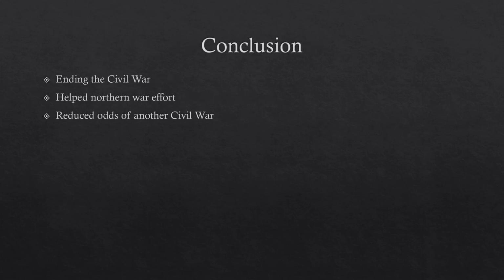In conclusion, the Emancipation Proclamation was as much about ending the war as it was about ending slavery. It did this by hurting the Southern war effort, allowing the North to recruit slaves into the Northern Army, and ensuring Britain and France would not assist the Confederacy. Alongside this, it also aided in reducing the odds of another civil war by taking steps towards abolishing slavery in all of America.